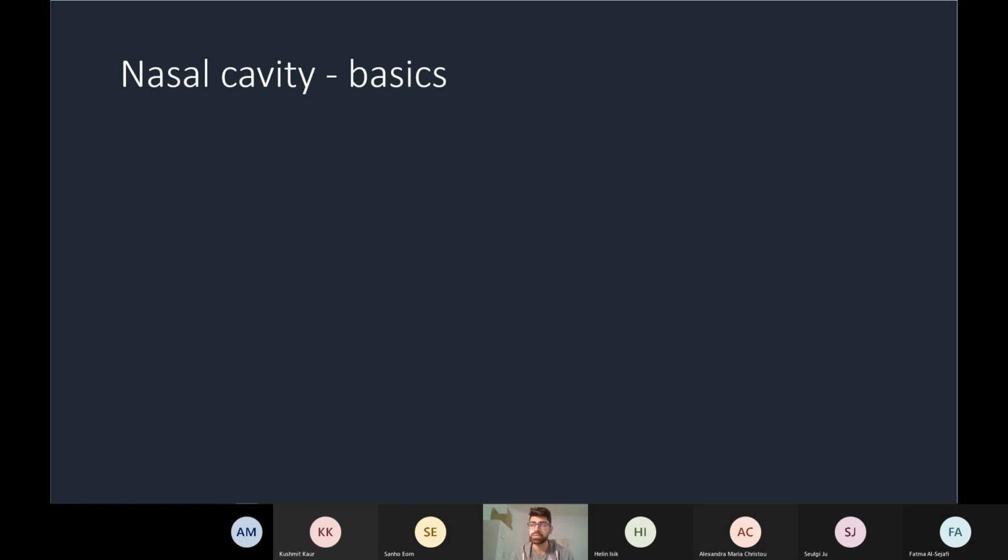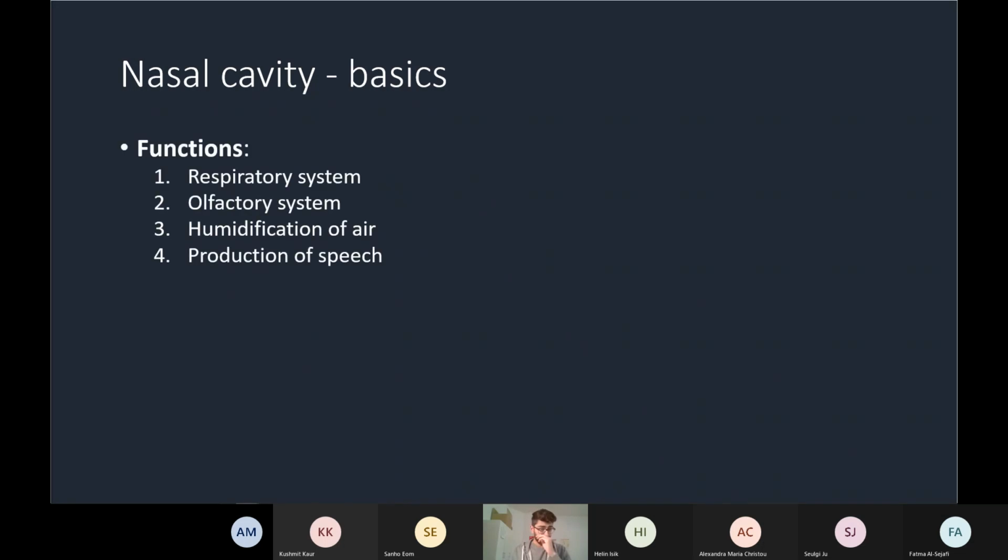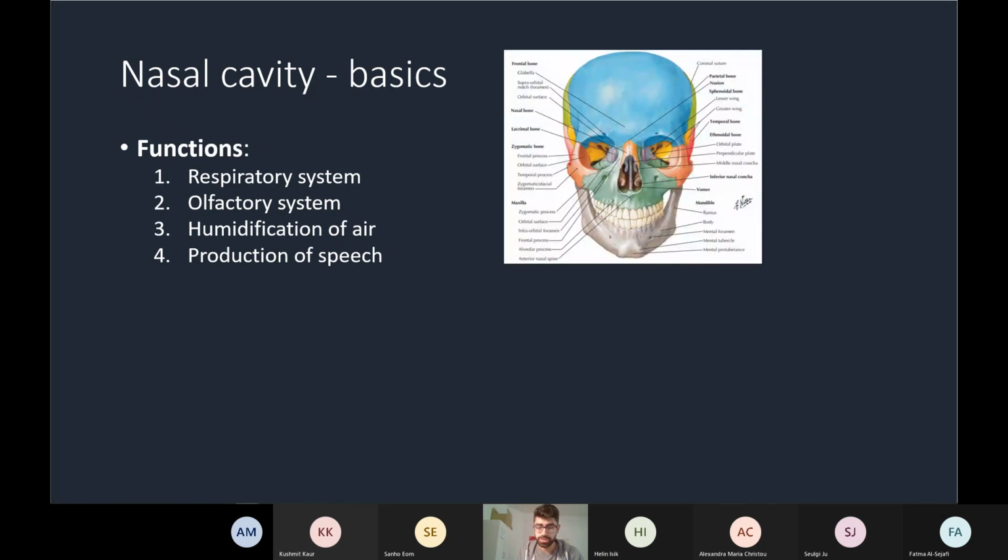Okay, so let's start with the nasal cavity. So basics of the nasal cavity. So first of all, functions. So these are the functions of the nasal cavity in general. The major functions are obviously it's a respiratory organ, conducts the air into the lungs through the various pathways, and it's an olfactory organ as well. So olfaction, you'll learn this in a bit more detail in a few weeks' time when you cover the cranial nerves, but the olfactory system is responsible for detecting smell. Humidification of air and also production of speech are also functions.